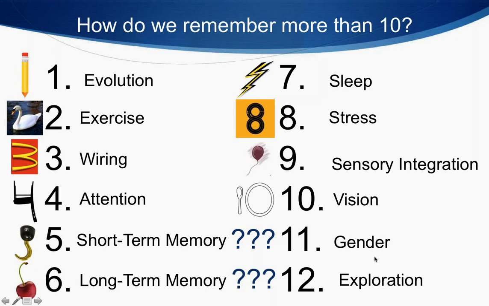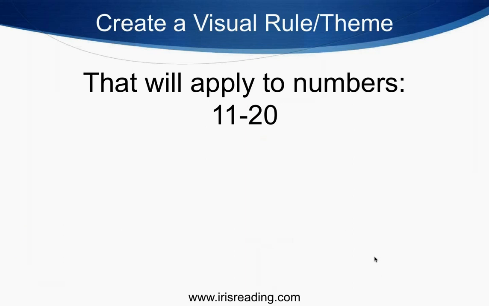Again, this is the numeric peg system, the way you would memorize more than 10 things, and that's what we're going to do right now. We're going to remember 11 and 12 this way. You have to apply some sort of a visual rule or a theme related to the next 10 numbers, 11 through 20. Now, what exactly do I mean by that?